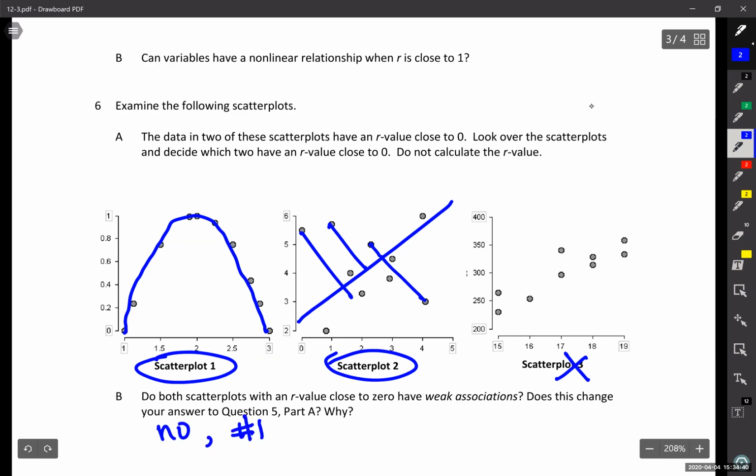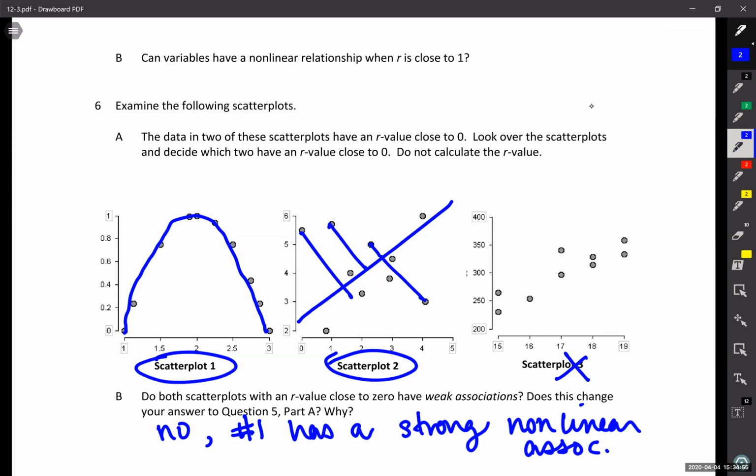Number 1 has a strong non-linear association. It's kind of wiggly the way I drew it, but if you connect the dots, it makes a nice, strong rainbow shape. Very clearly makes that up and down arch rainbow shape. It's just not a straight line.